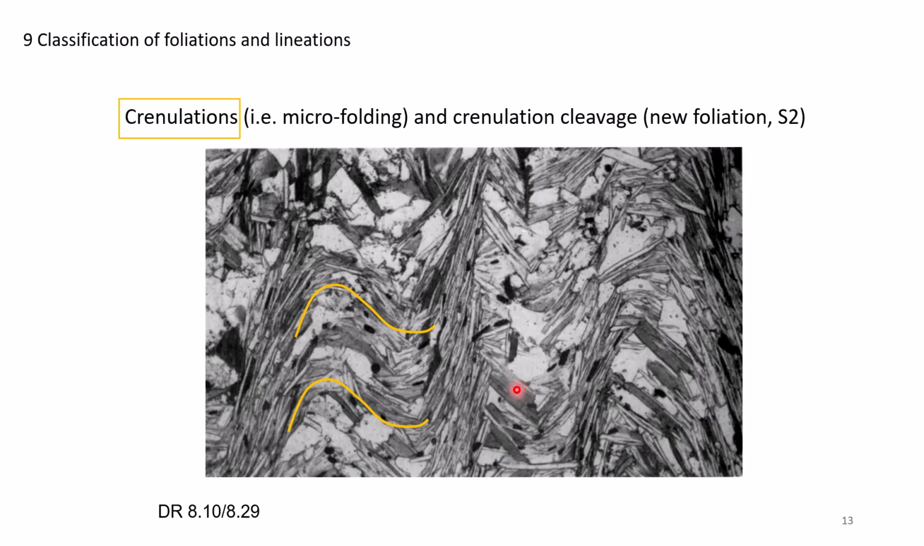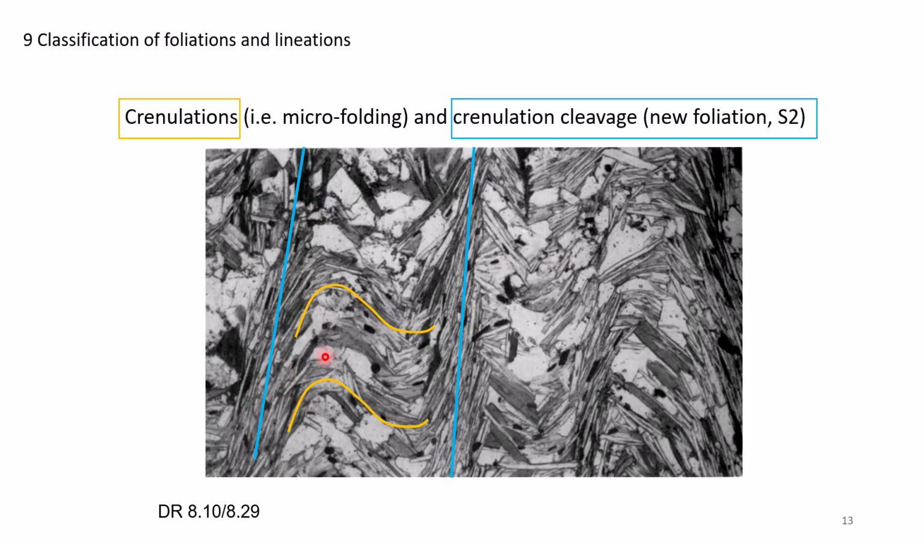Some static recrystallization has taken place, and we see here fairly straight micas that have recovered, but they are following this crenulation, this microfolding. Along the limbs of these microfolds, we see that a new crenulation cleavage has formed, and mica-rich domains have coalesced and form this new cleavage that we also would see over here and here.